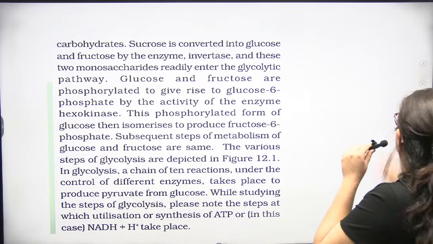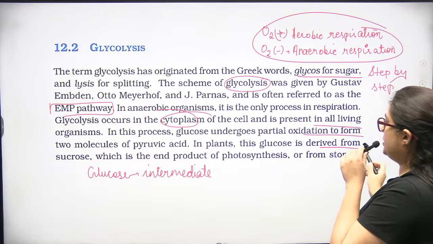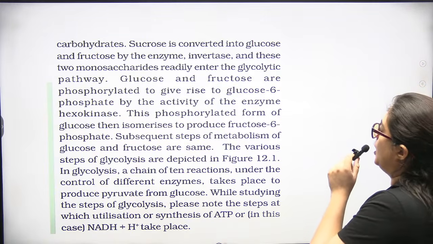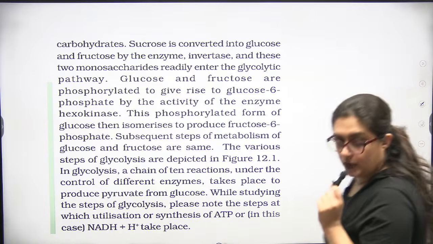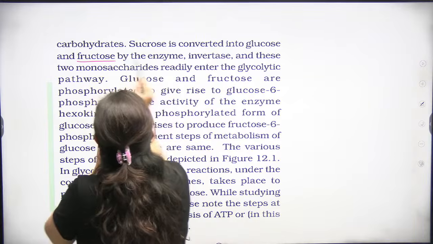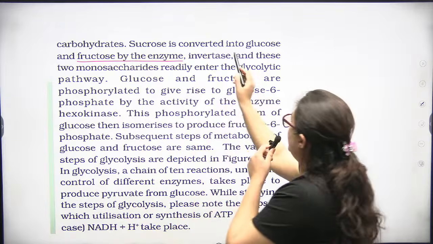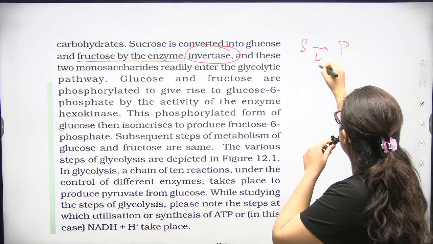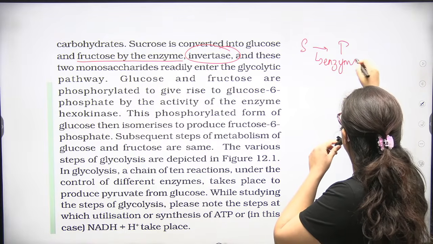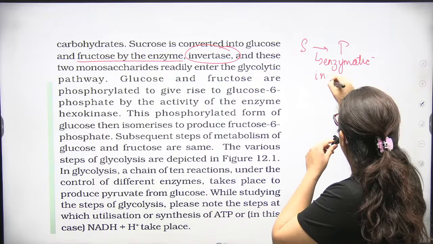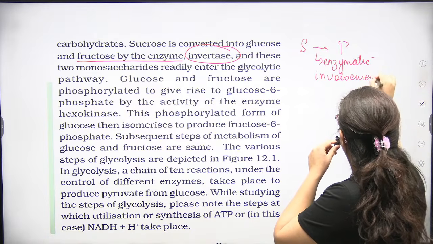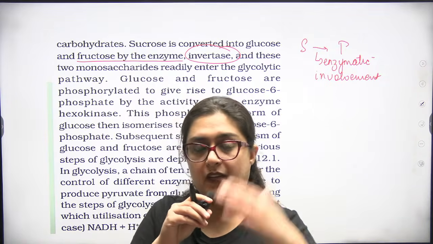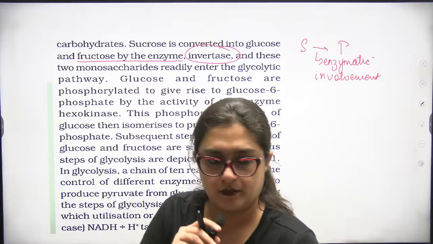In plants, this glucose is derived from sucrose, which is the end product of photosynthesis, or from storage carbohydrates. Sucrose is converted into glucose and fructose by the enzyme invertase. Since it is a step by step procedure, substrate to product will occur and enzymatic involvement is too much. Why should enzymes be there? Because if enzymes were not there, this reaction would occur in years. But if enzyme is there, this reaction occurs in minutes.